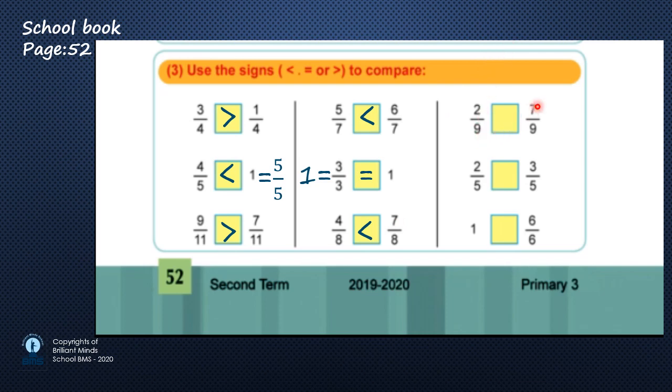2 over 9 and 7 over 9, same D. Compare between the numerators. I have here 2, I have here 7. 2 is less than 7. Okay, what about here? I have same D, 5 and 5. So check the numerators. I have here 2 and I have here 3. 2 is less than 3, so we put less than. Here I can say 6 over 6 equals 1, or I can remove the 1 and put 6 over 6, and they are both equal. Okay?